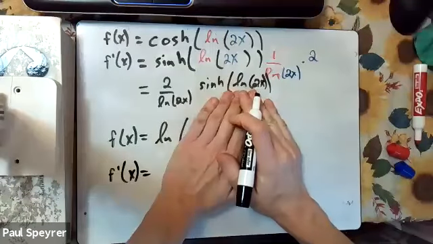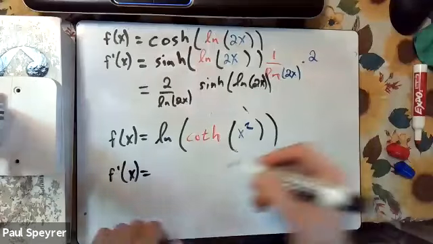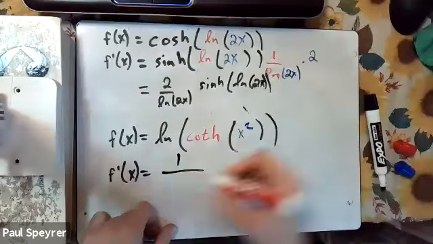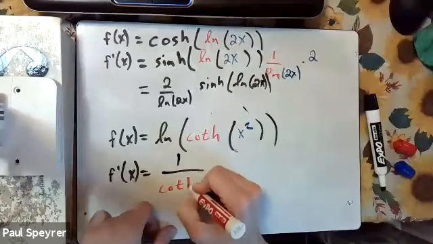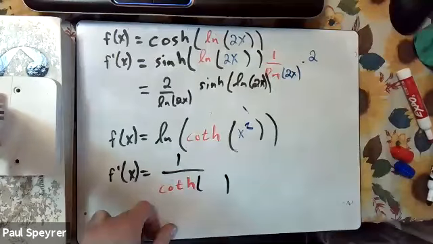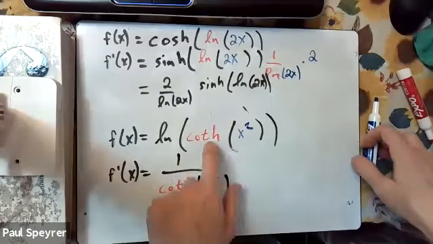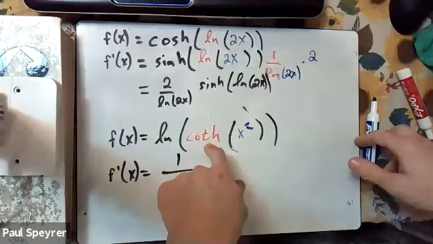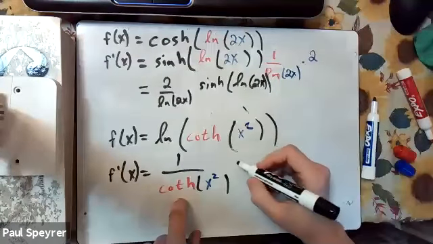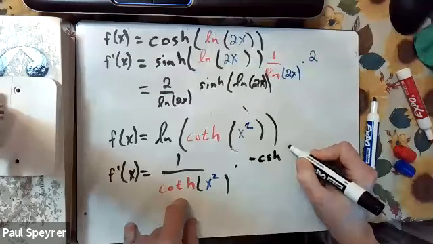Well, we start with the outside. The derivative of natural log of whatever, remember, is 1 over whatever times the derivative of whatever. So we have 1 over all this, right? We still have our hyperbolic cotangent of x squared. But now we need to derive this inner piece, right? What's the derivative of hyperbolic cotangent? Well, if we go back and look at the formulas we just wrote down, the derivative of hyperbolic cotangent is negative hyperbolic cosecant squared of u.